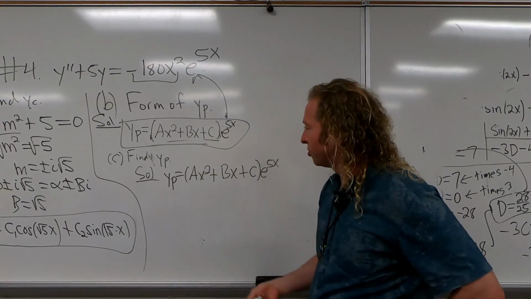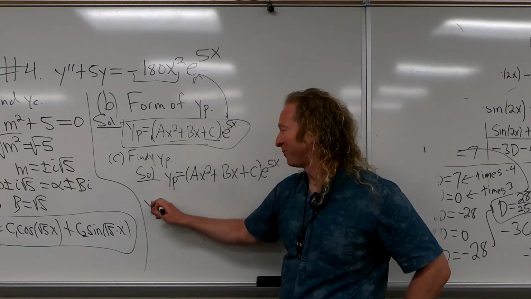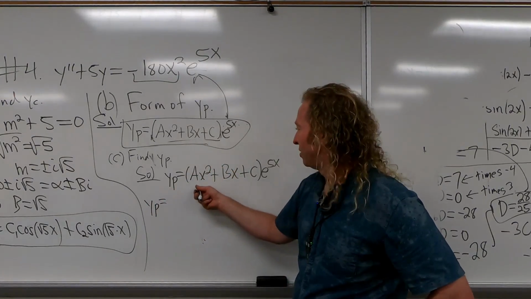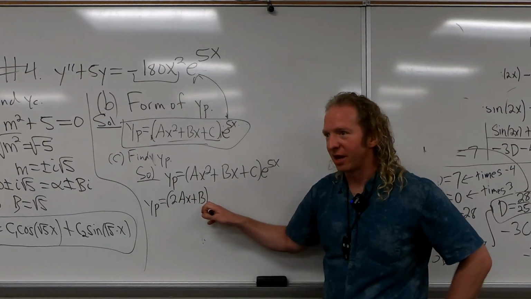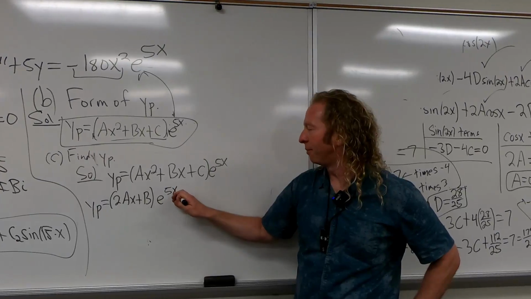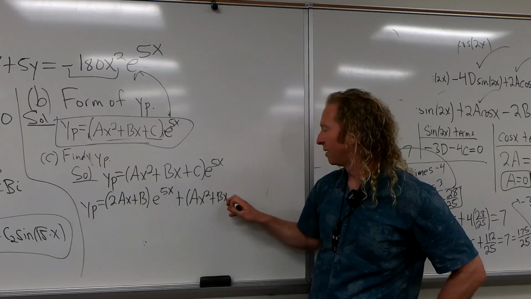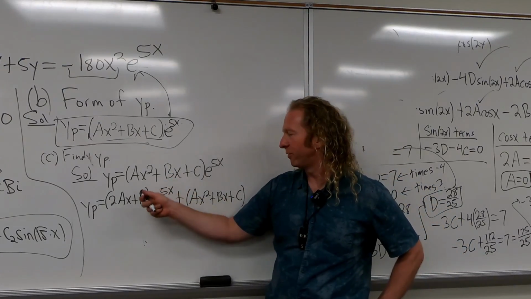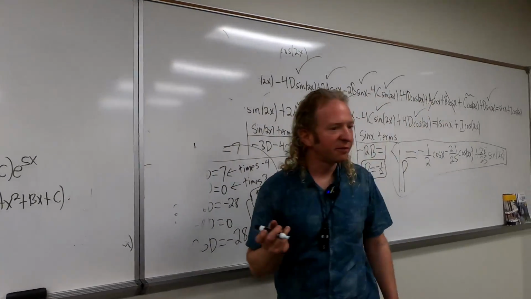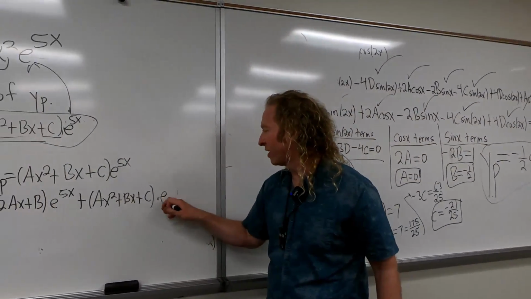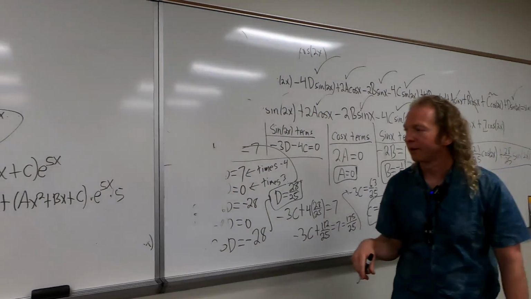So you have a choice. You can distribute or just do it. I say we just do it. It's fine. Product rule. Let's do it. The derivative of the first is 2ax plus b, times the second, plus the first, ax squared plus bx plus c, times the derivative of the second: 5e to the 5x. It's e to the 5x times the derivative of the inside, so it's 5. Let me pause here. We'll clean it up in the next step. You didn't put a prime on the YP.